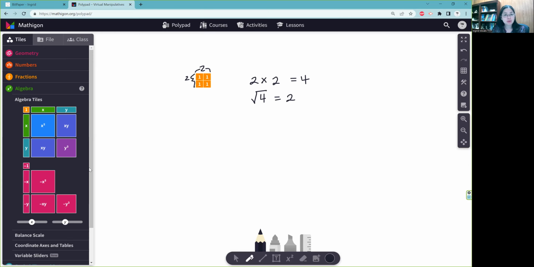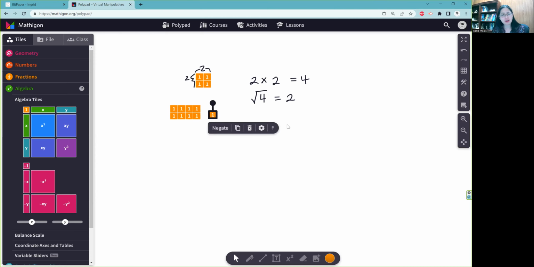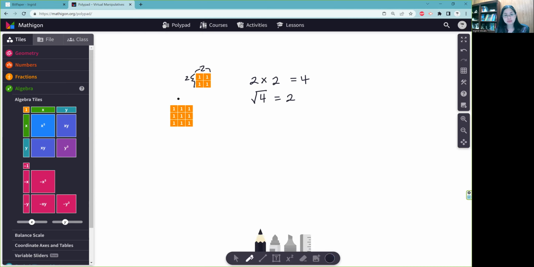Let's try that again. What if I have 6 blocks? Oops, 9 blocks this time. What if I have 9 blocks? Is that a square so far? No, but let's go ahead and rearrange them. So I have 1, 2, 3 blocks that I just rearranged. And now we can see that the sides are 3.